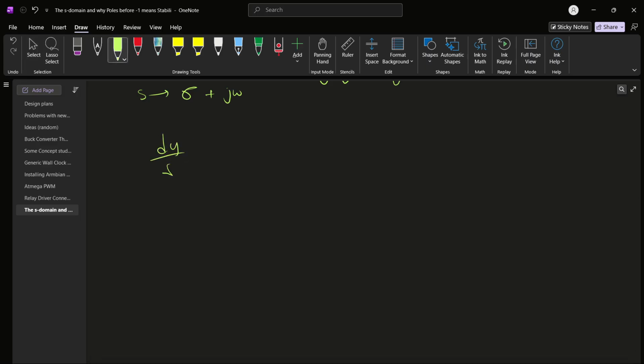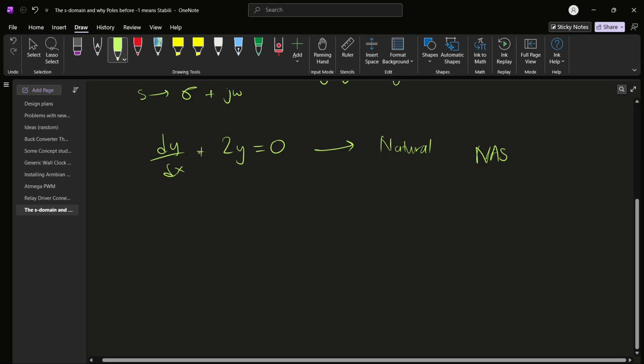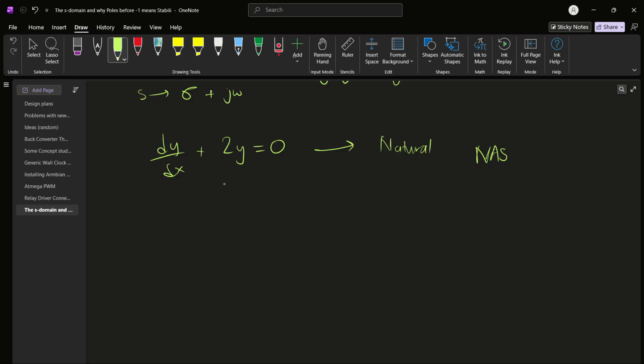Let's take an example of a simple one. Now, this, as we all might know, is a natural response of a system. We learned this in the NAS subject, actually. There's natural, and there's also forced, but forced isn't our concern right now. So typically for these types of systems, we need to find y so that we can determine how the system will behave for various values of t.